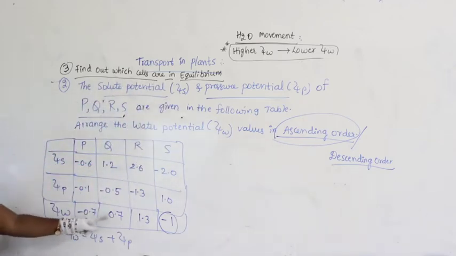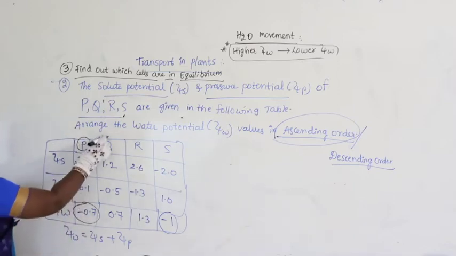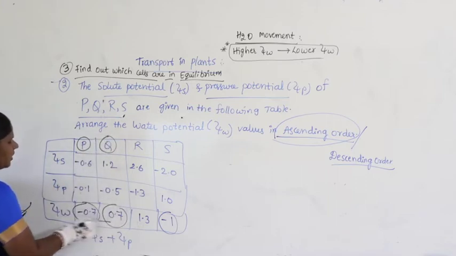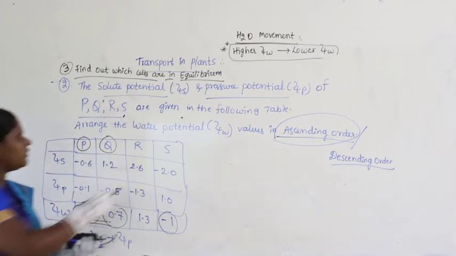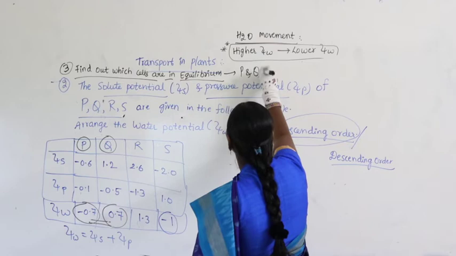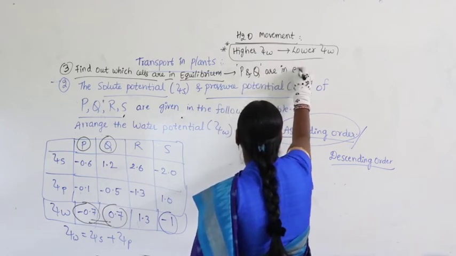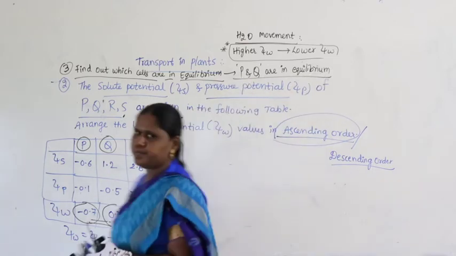When you take the values of water potential, look carefully here: cell P has minus 0.7, cell Q has plus 0.7, and these two cells are in equilibrium. If the solution goes here, it becomes minus. If the solution comes here, it becomes plus. Plus and minus, but both are in neutral condition, that is, plus and minus values are in equilibrium. The answer to that question is: P and Q are in equilibrium.